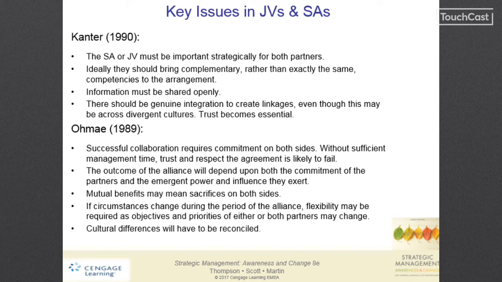Olney 1989 argues that successful collaboration requires commitment on both sides, and without sufficient management time, trust and respect, the agreement is likely to fail. The outcome of the alliance will depend on both the commitment of the partners and the emergent power and influence they exert, and mutual benefits may mean sacrifices on both sides. If circumstances change during the period of the alliance, flexibility may be required as the objectives and priorities of either or both partners may change, and cultural differences will have to be reconciled.